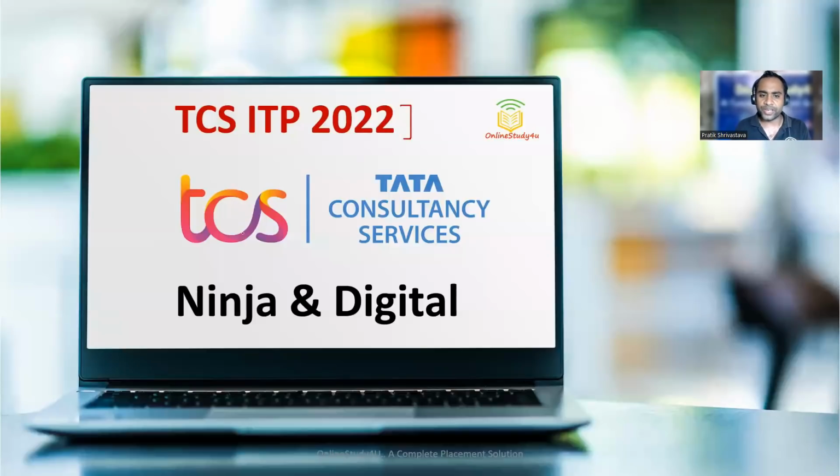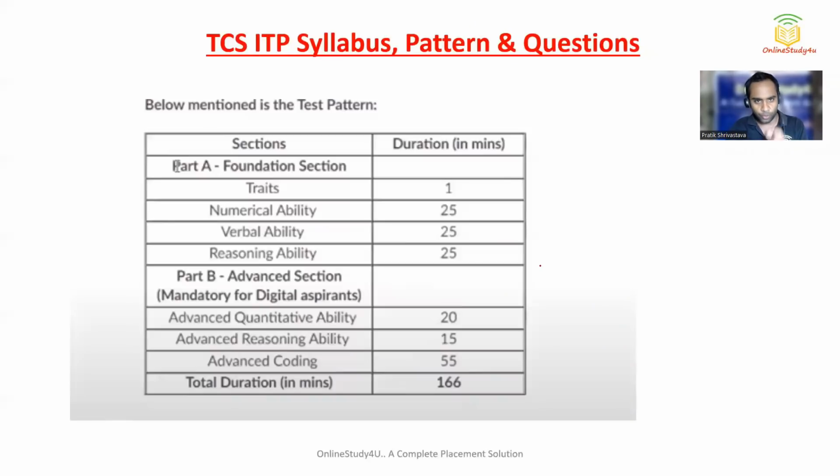So TCS is going to hire candidates for Ninja and Digital roles. The package for the Ninja role will be 3.36 LPA, and the package for the Digital role will be 7 LPA. And definitely there will be a difference in the exam pattern for both Ninja and Digital. And one more thing you are aware of is that TCS is going to hire 2020, 2021 and 2022 graduates. This hiring is for the Ninja and Digital roles.